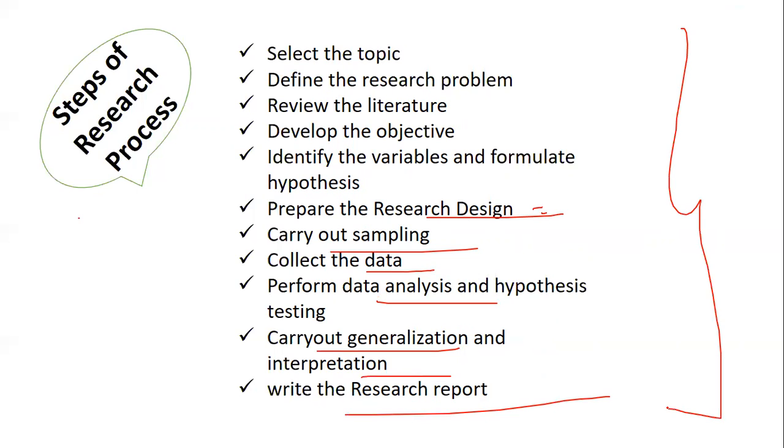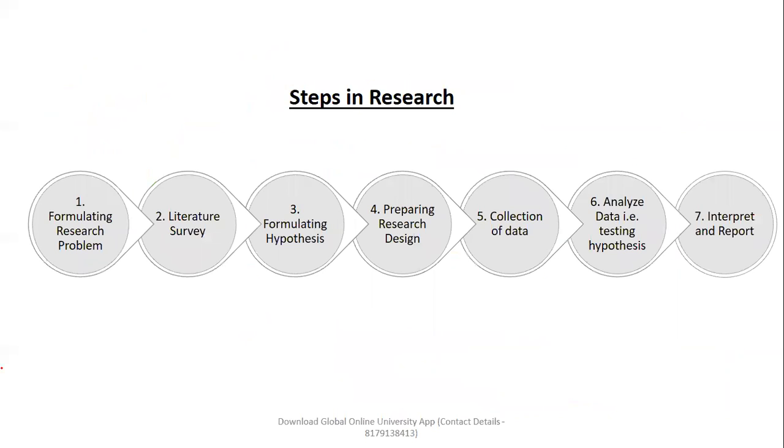So when you follow this, you say that you have done a research process. In other words, it is like formulating a research problem, doing a literature survey, formulating hypothesis, preparing the research design, collection of data, analyzing the data, and interpreting the data, as well as reporting. So many times, research steps have been asked in arranging them in sequence. So you have to be careful with the sequence.